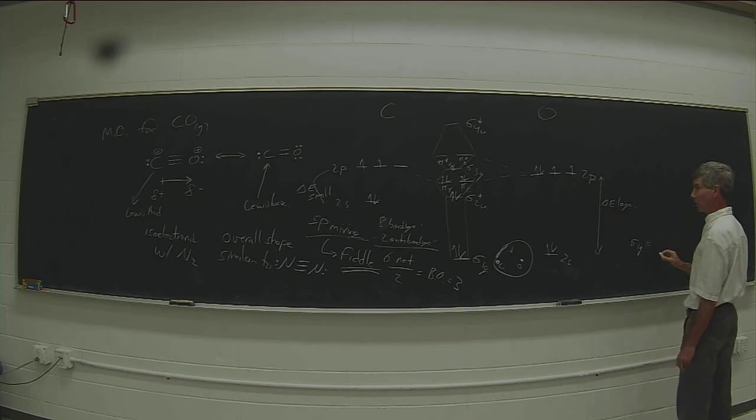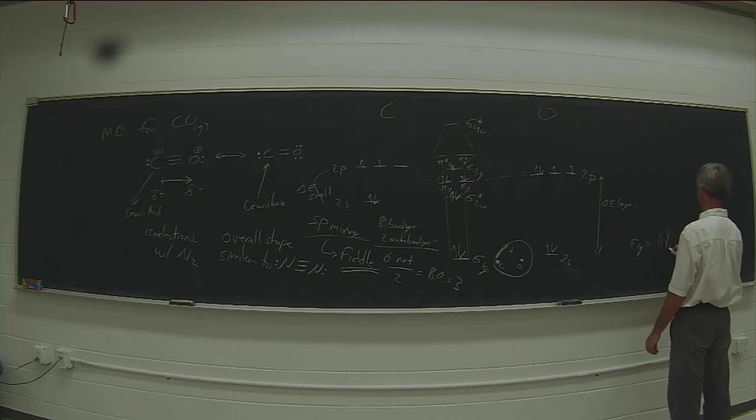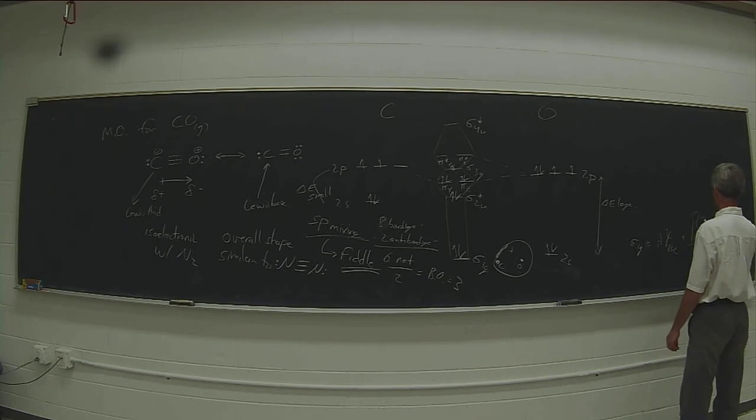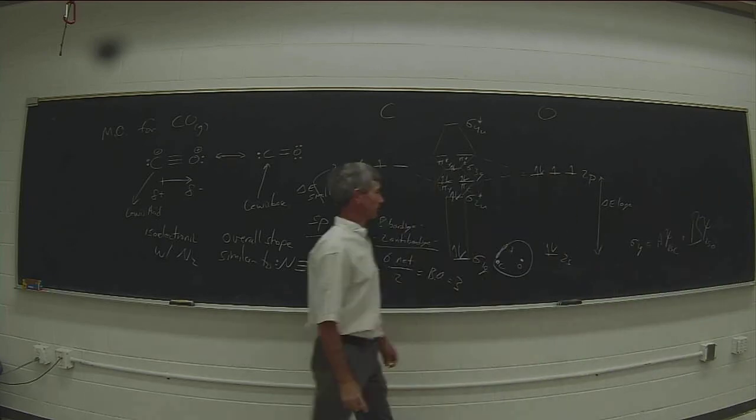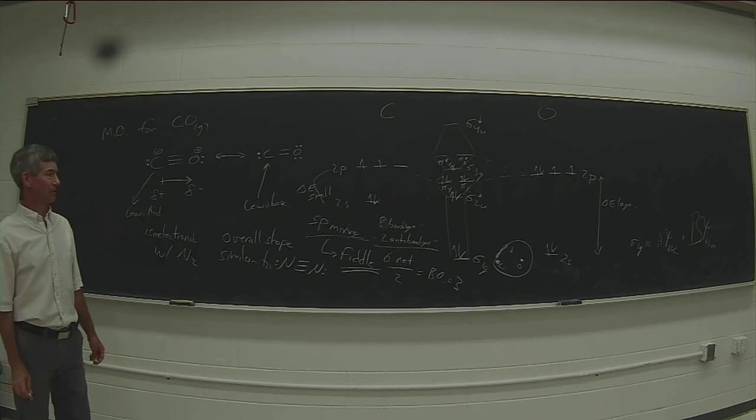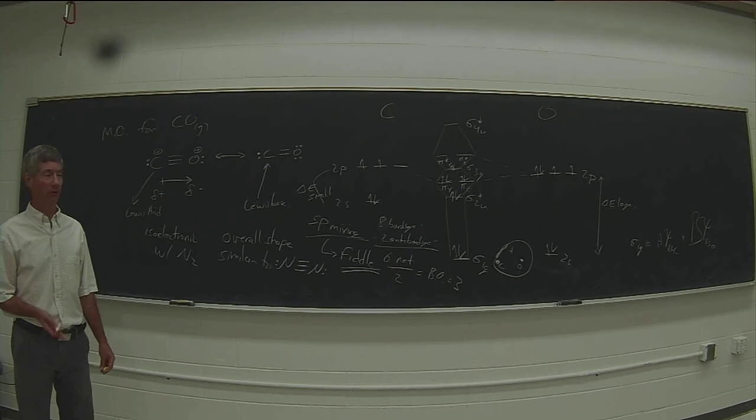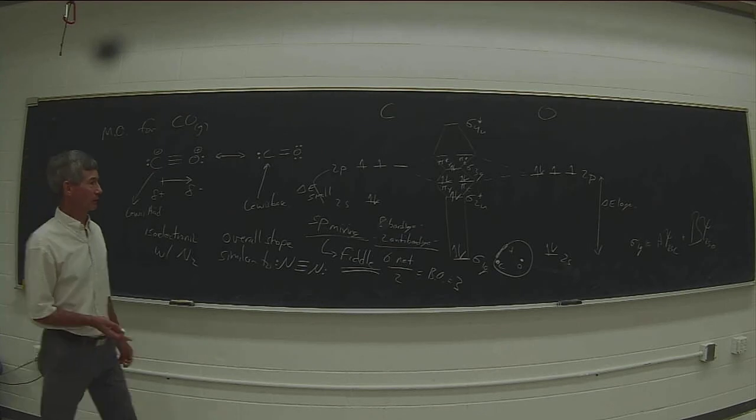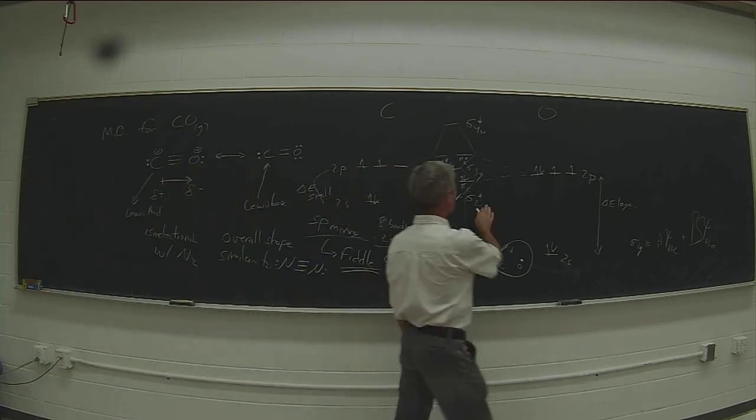Sigma 1g will in fact be formed with a fairly small coefficient of the 2s orbital on carbon, plus a very large coefficient times the 2s orbital on oxygen. The oxygen 2s orbital making a much larger contribution than the carbon 2s orbital. That means there's a lot less of the oxygen 2s orbital left for the other orbitals. Right?